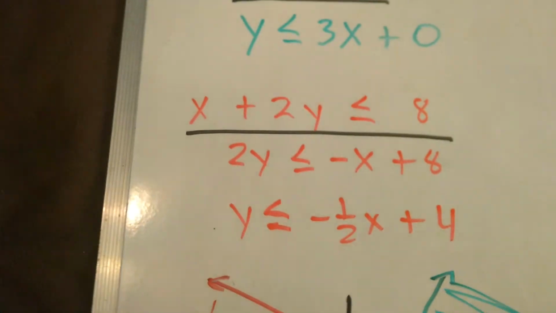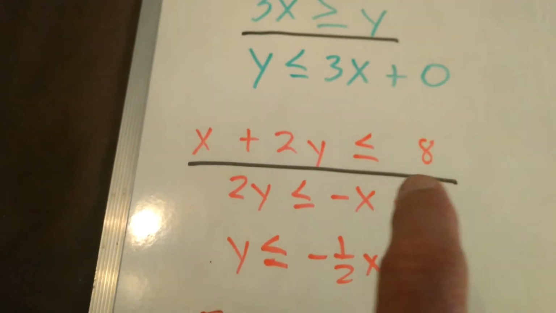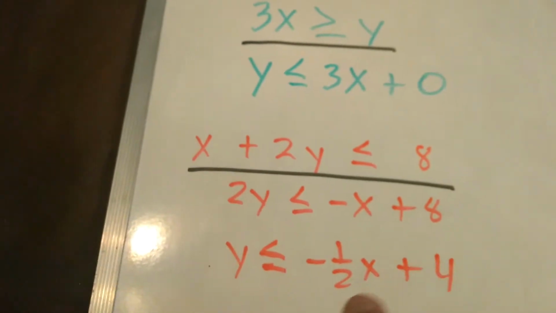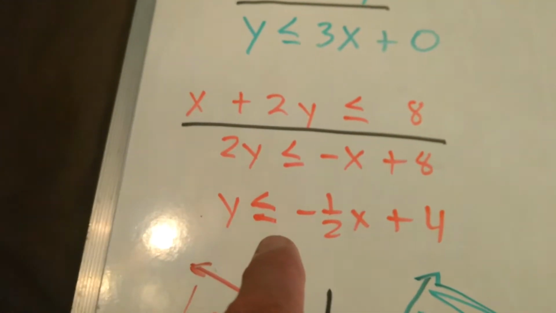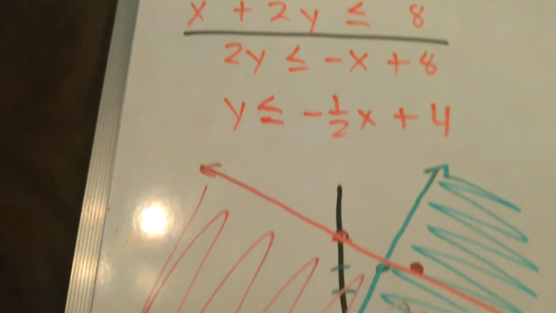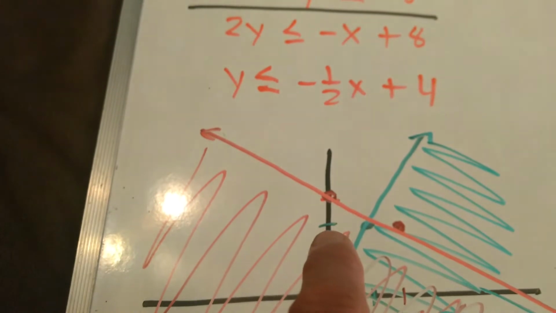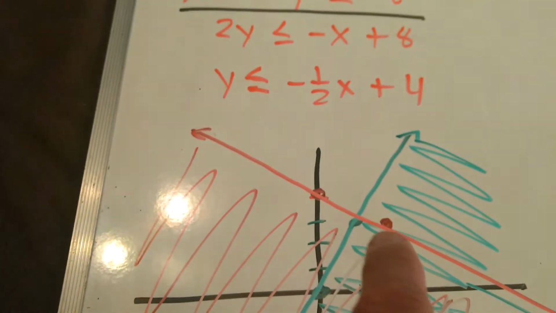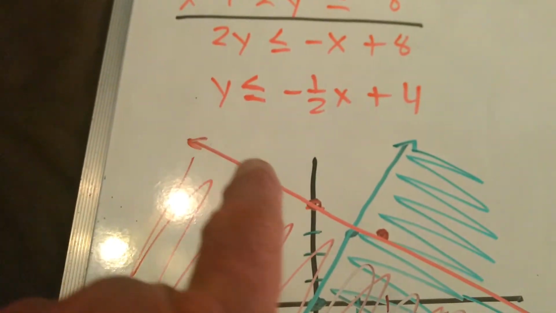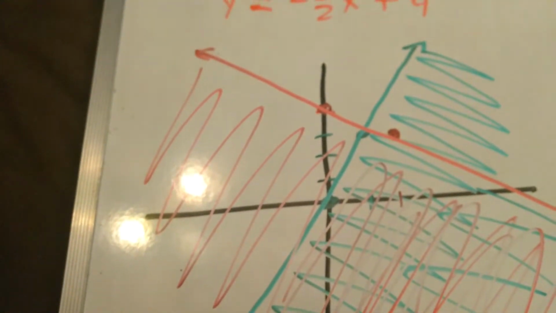We go to the second equation. We have x plus 2y less than or equal to 8. First thing I do is subtract the x over and divide by 2. Now I'm in slope-intercept form again. I'm doing this in red. So you can see we start with plotting the y-intercept, which is 4. We go down 1 and over 2. Here's our red line. Again, because it's equal to, we have a solid line. It's less than, so we're going to shade everything below.